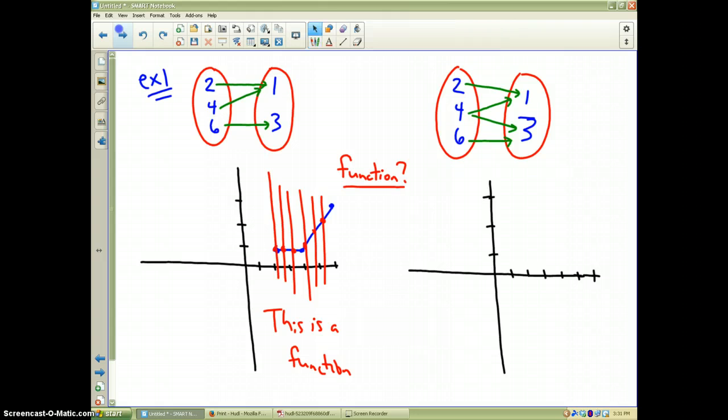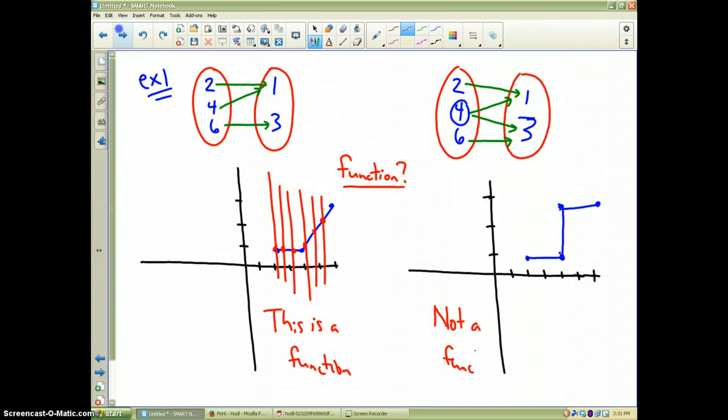Now, from before, here's our mapping we know that doesn't work because of the 4. But if I plot these points, I have the point (2, 1), which is right there. I have the point (4, 1), which is right there. But I also have (4, 3), which is right above it. And then I have the point (6, 3). Now, if I connect those, this is an example of a graph that is not a function.